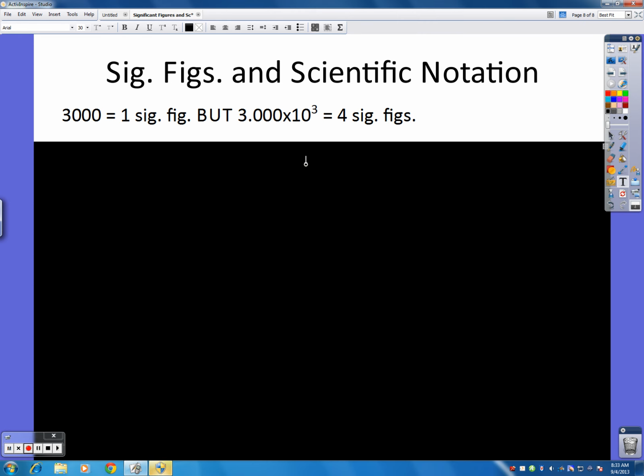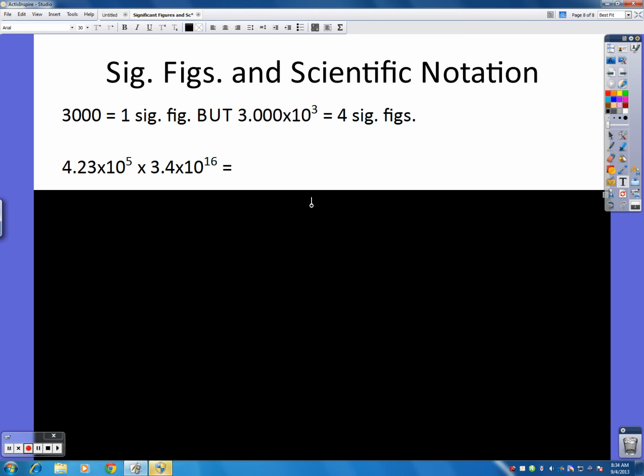Before we do that, let's just talk. So 3,000 would have one significant figure. Let's say, though, you have an answer that you need to have four significant figures for. Whatever you've done, you're supposed to end up with four significant figures. So you can change that to 3.000 times 10 to the third. That's still 3,000. But now you have four significant figures. So keep that in mind, that you can use scientific notation to manipulate how many significant figures you have.